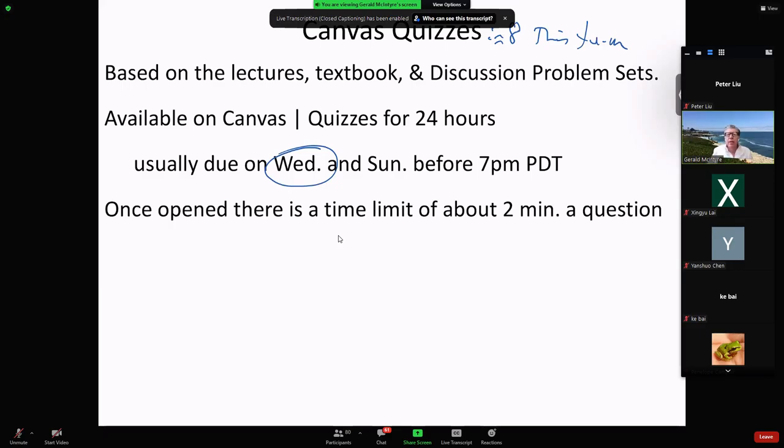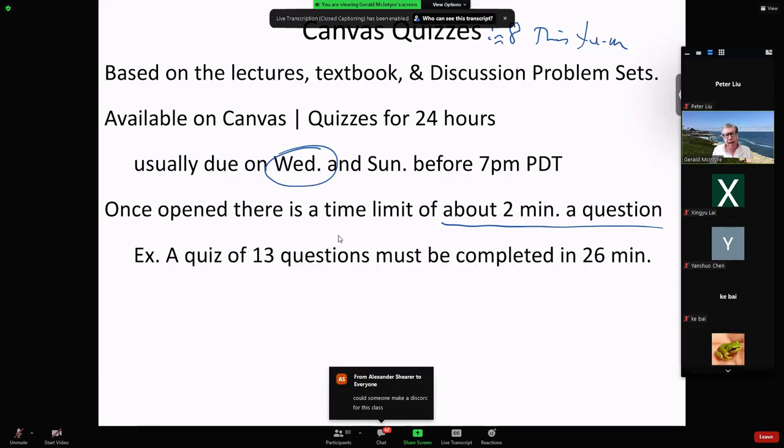And so on through the term, okay? Once you have opened a quiz, there is a time limit. The time limit is about 2 minutes a question, okay? And then you must complete it. And if you have not finished during that period of time, Canvas will close you out and grade what you have completed. Okay, students with academic accommodations have the time adjusted according to their academic accommodation. Okay, for example, a Canvas quiz of say 13 questions must in general be completed in 26 minutes. You will be notified of the time limit for each of the quizzes.